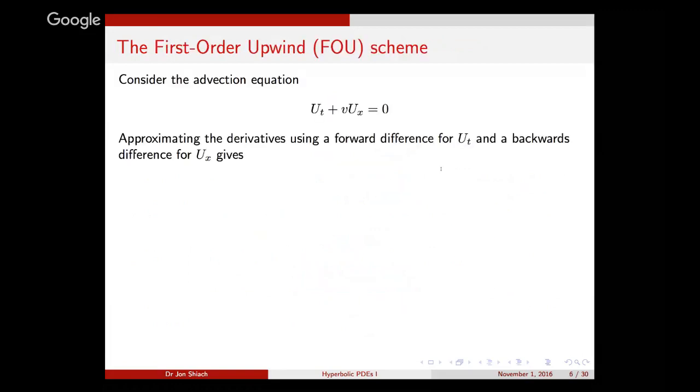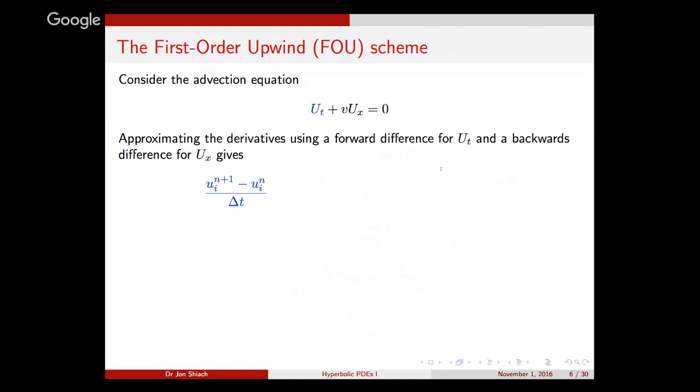Okay. So what we're going to do now is we're going to look at solving that advection equation. Exactly the same method as we saw with Laplace's equation last week. We replace our derivatives with finite difference approximations. So I'm going to use a forward difference for the time derivative. Okay, that's first order forward difference there.